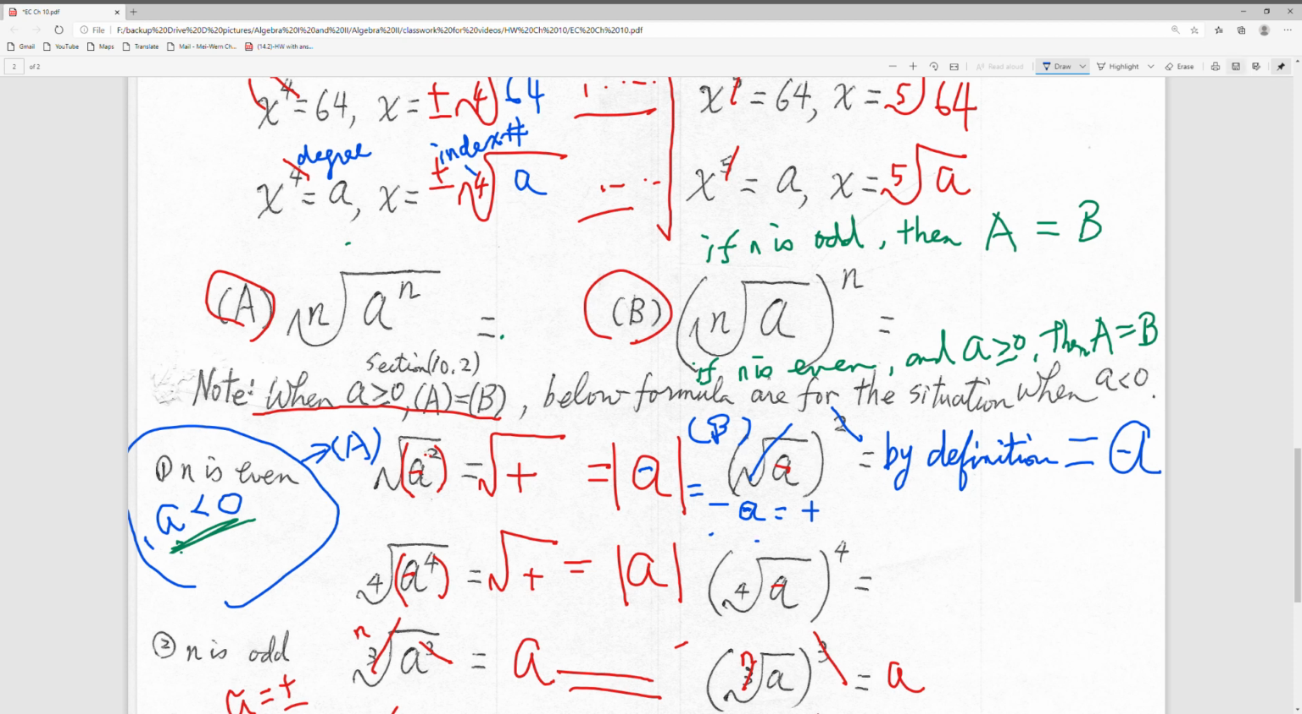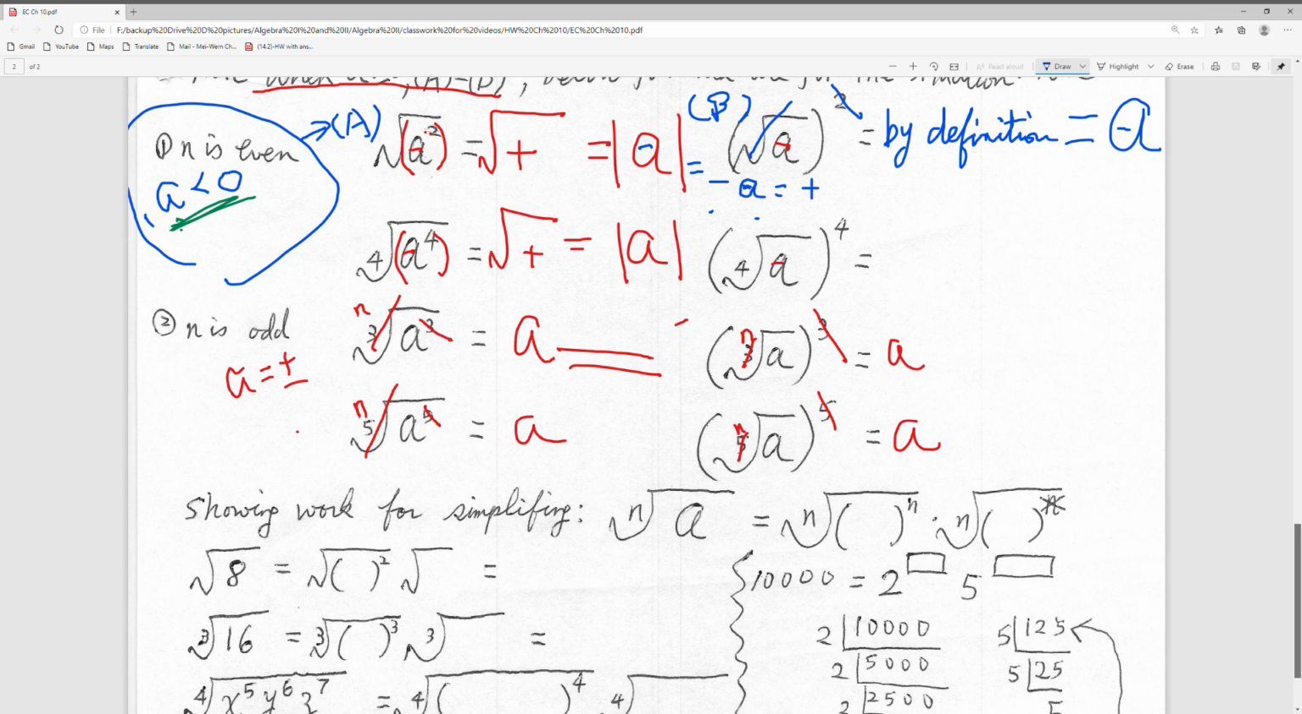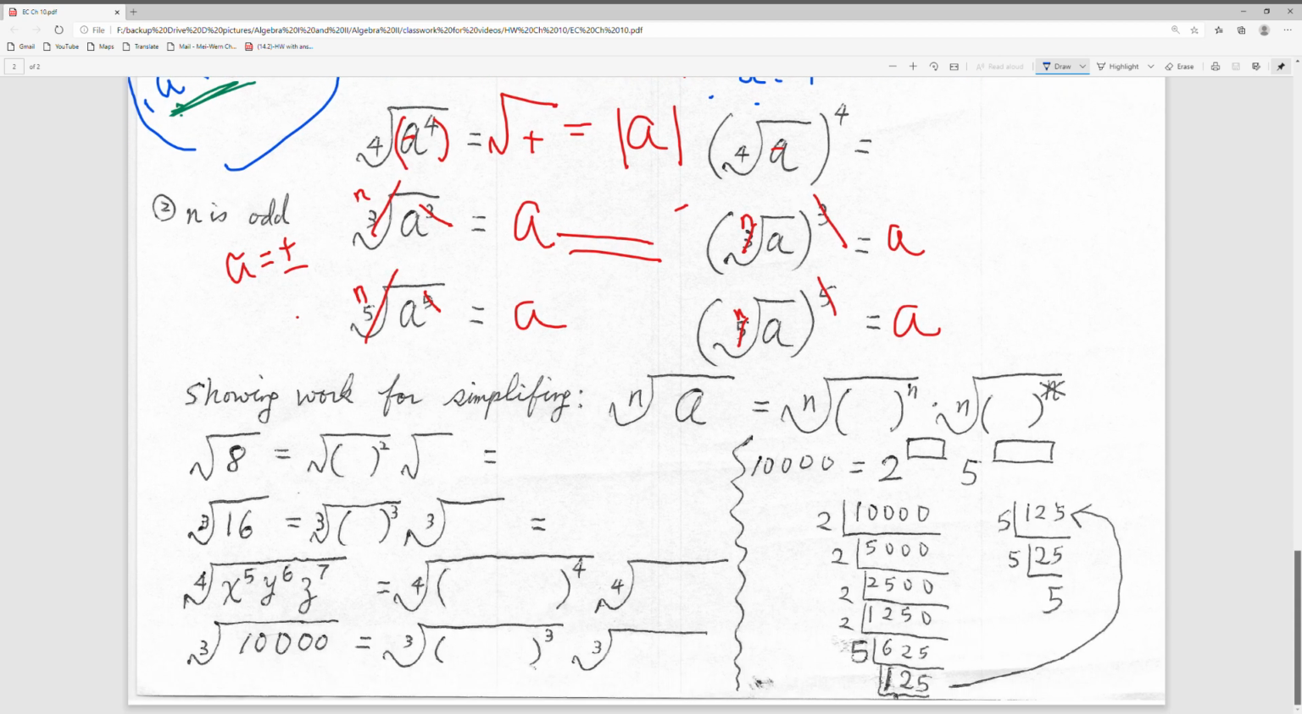So this is a very important concept here, and after you watch the video, probably you are going to have more questions. Then you may ask me again, that's fine, or you already understand, but you need to try first. Okay, now the last part before I end this video is to show you how to show the work when you want to simplify.